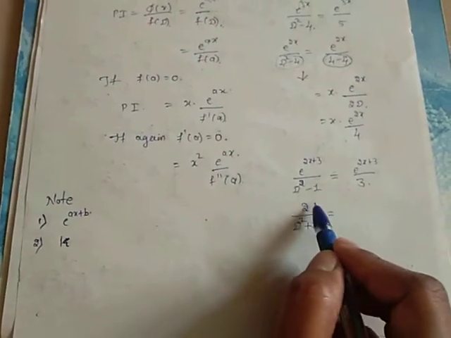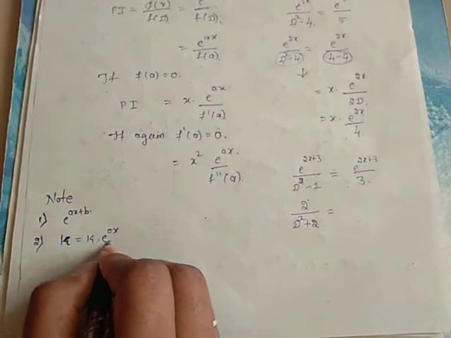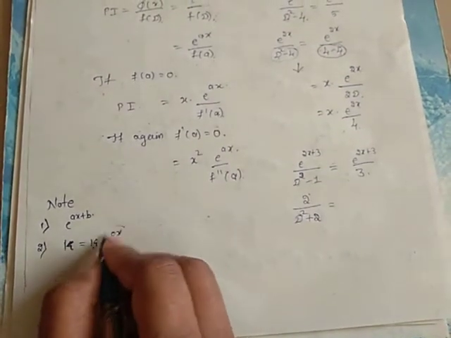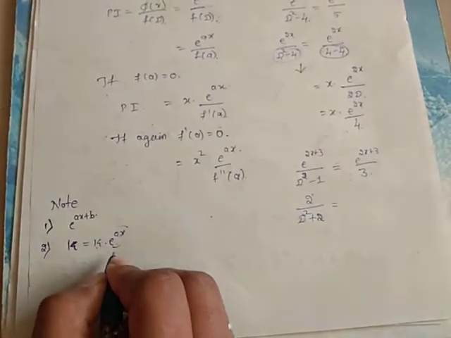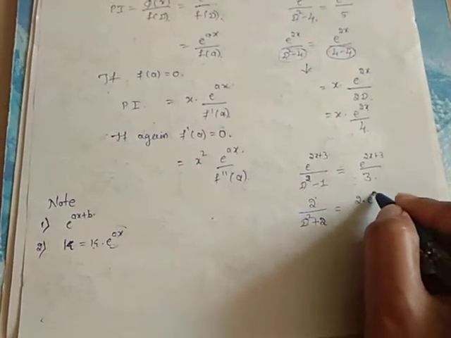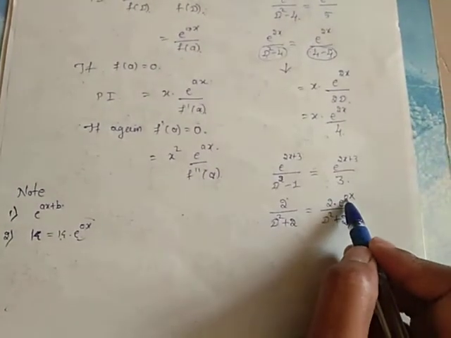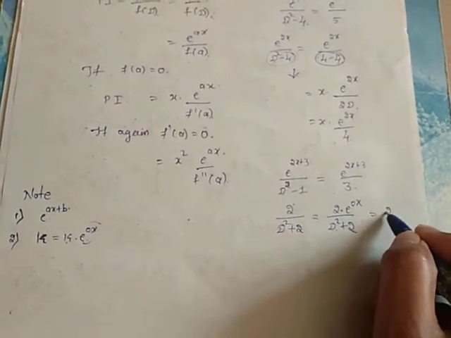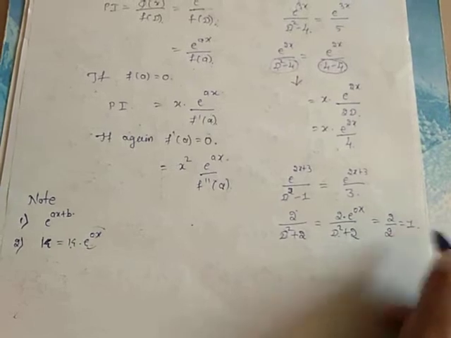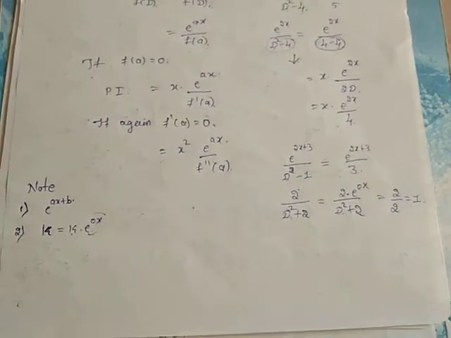If suppose RHS is constant, you just have to replace the constant as k into e raised to 0x. E raised to 0x is 1, 1 into k is k. So e raised to 0x, so a is 0, replace d by 0. So this will be written as 2 into e raised to 0x divided by d square plus 2. Here the value of a is 0, replace d by 0, 0 plus 2, 2. 2 divided by 2, that is equal to 1. So if RHS is any constant, replace d by 0.